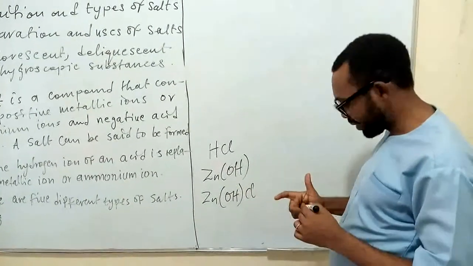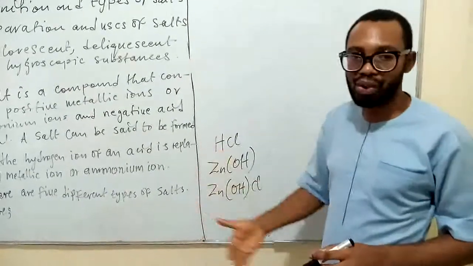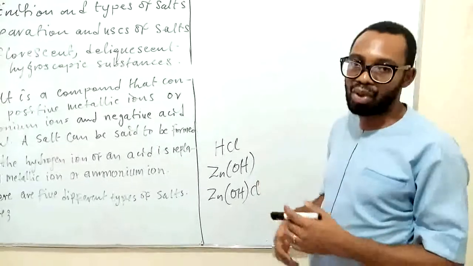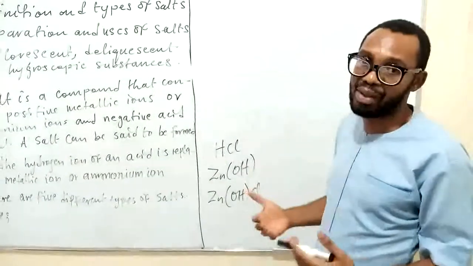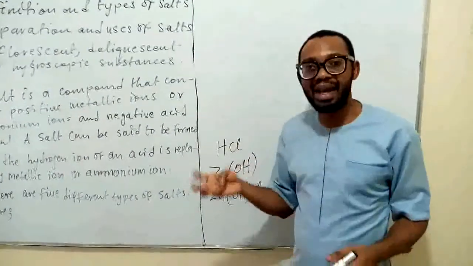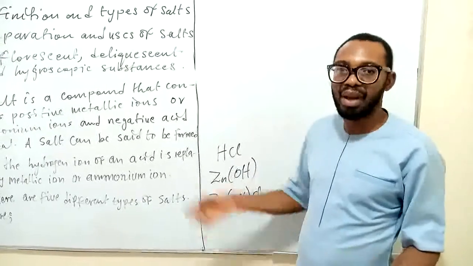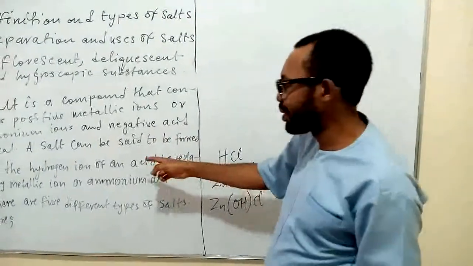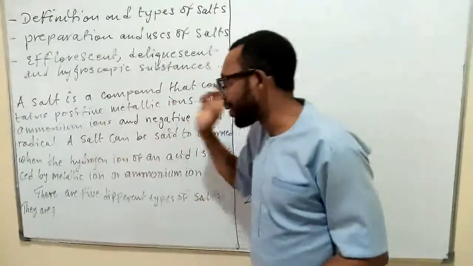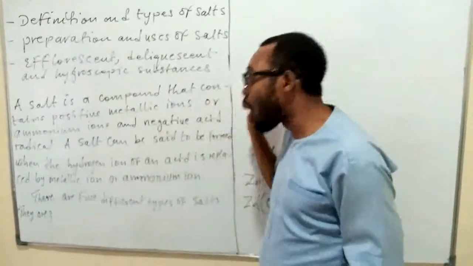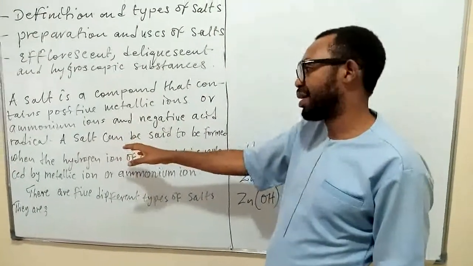So you can differentiate between an acid, a base, and a salt. We said an acid is a substance that will produce hydrogen ion or hydronium ion when dissolved in water as the only positive ion. And a base is a substance containing oxides and hydroxides of metals. But a salt contains positive metallic ions or ammonium ions, and then negative acid radicals. Is that clear?